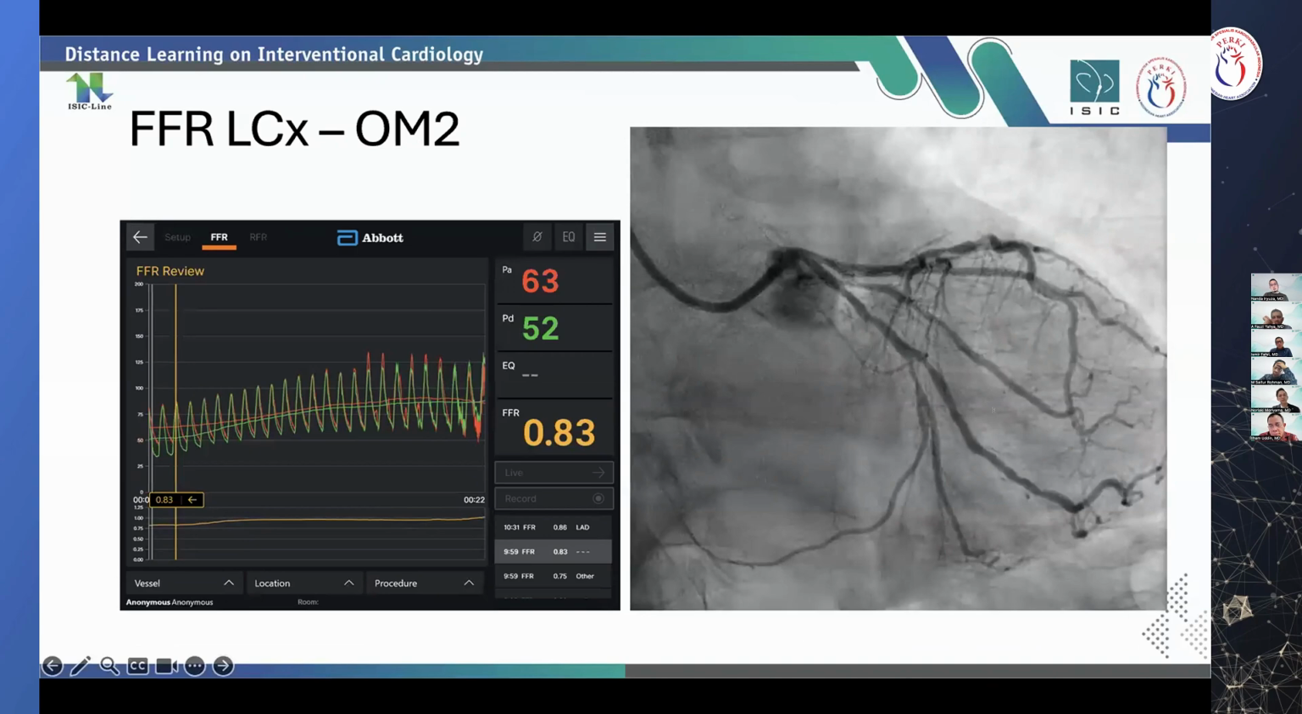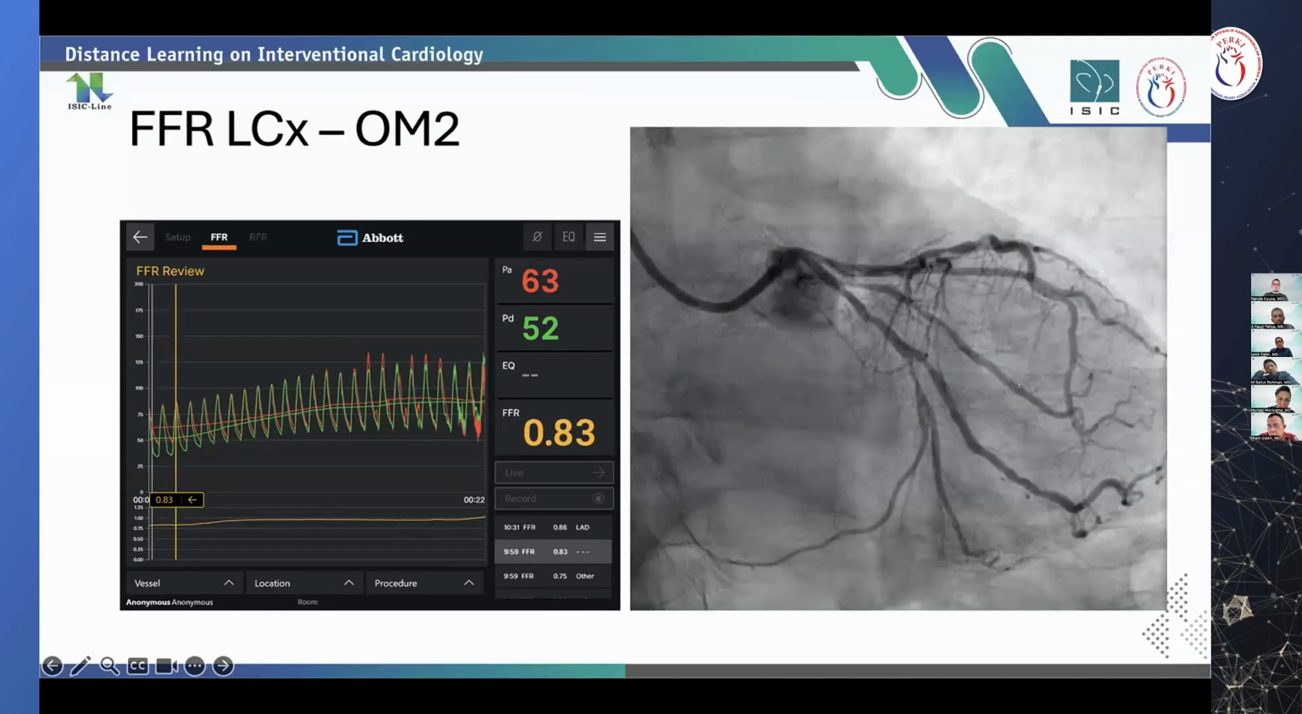And then we also performed the circumflex FFR. We also wanted to assess whether the circ was truly significant. And if the circ is not significant, this would allow us to keep the procedure much simpler, I think, just focusing on the left main to LAD PCI without touching the circ.